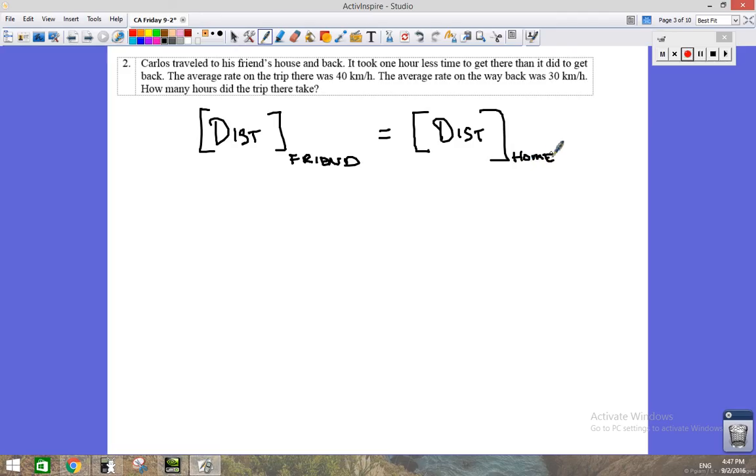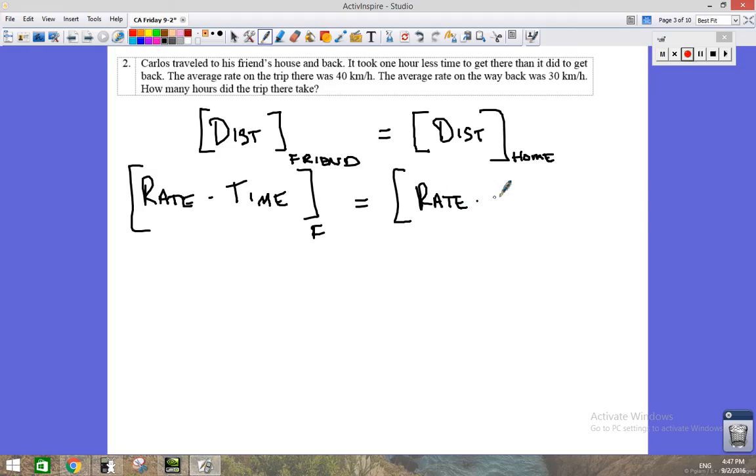We know that distance is equal to rate times time. We want to find information about the rate and the time as he goes out to visit the friend, and the rate times the time when he's out there and returning home. Alright, so let's see if we can substitute anything in for known values or define our variables.